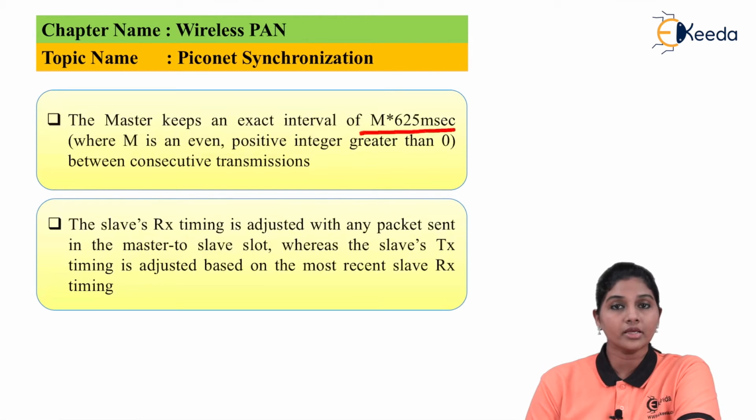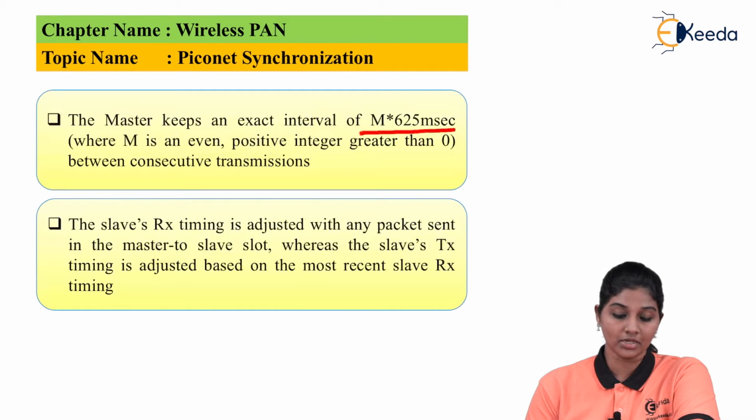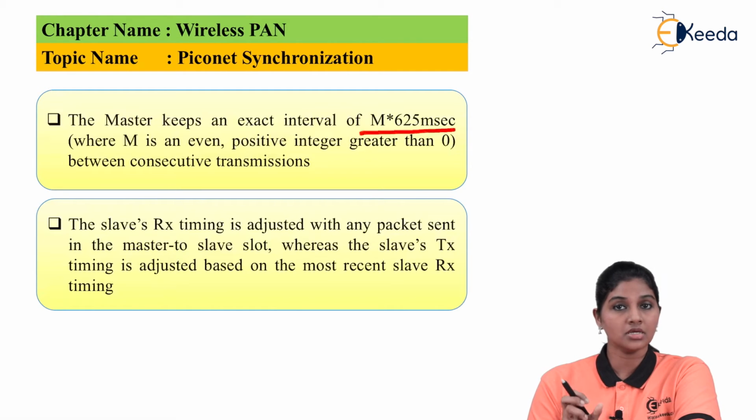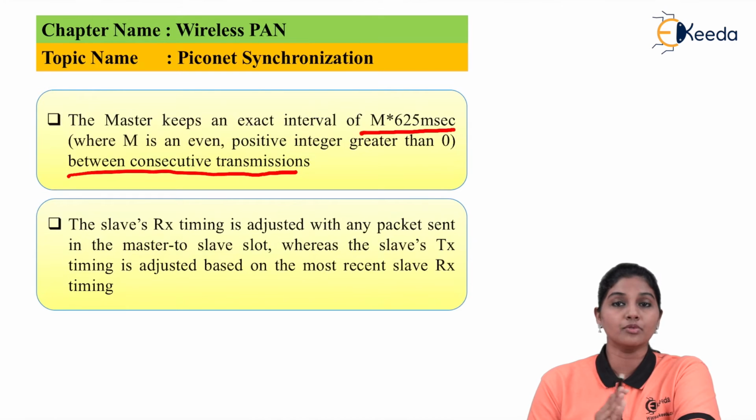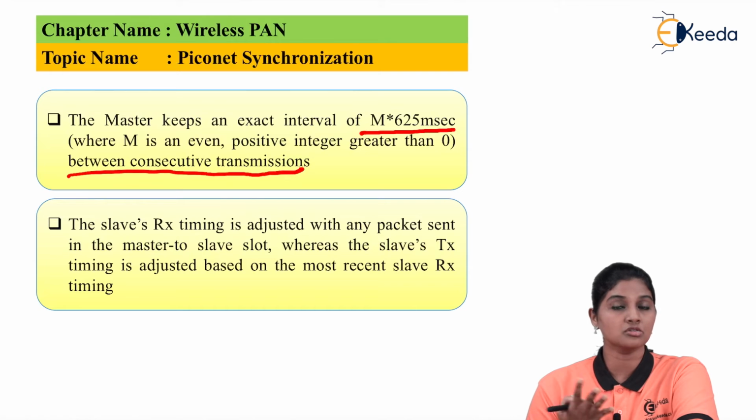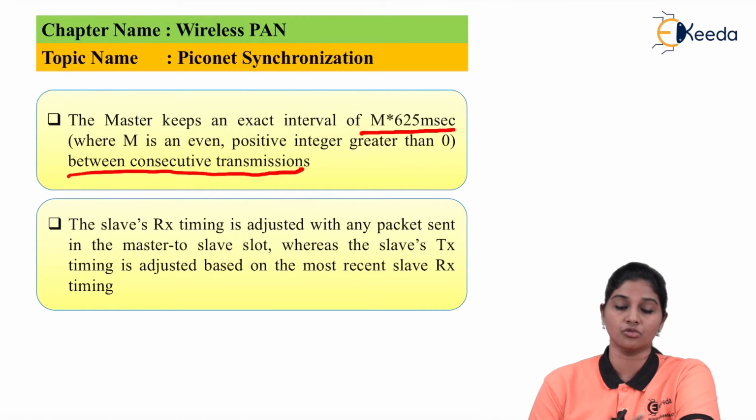The master basically gives an interval which has a value of m into 625 milliseconds, where m is an even positive integer, and it is definitely greater than 0. That interval is maintained between two consecutive transmissions. So the value of m can be 2, it may be 4, it may be 6. So the value of m is required to be even and positive, other than 0.